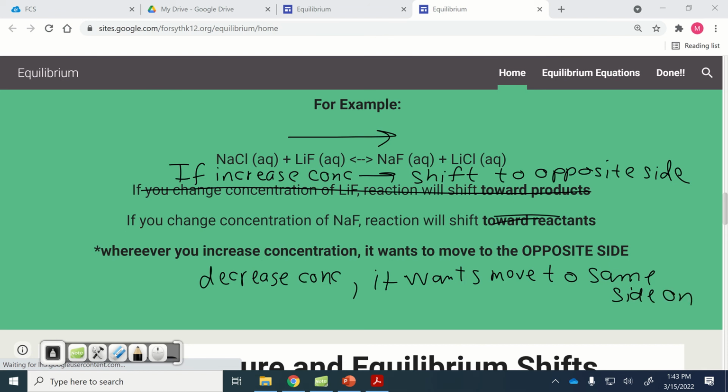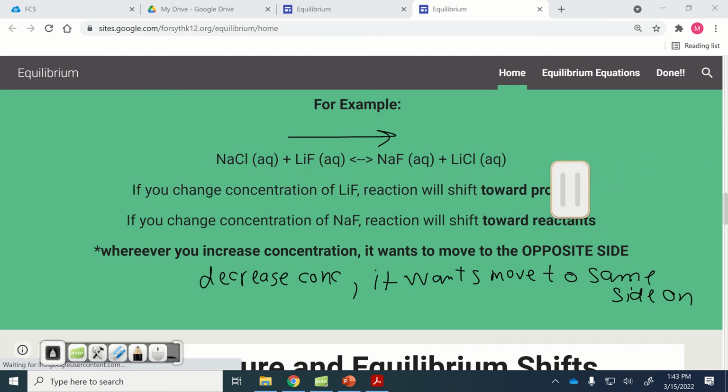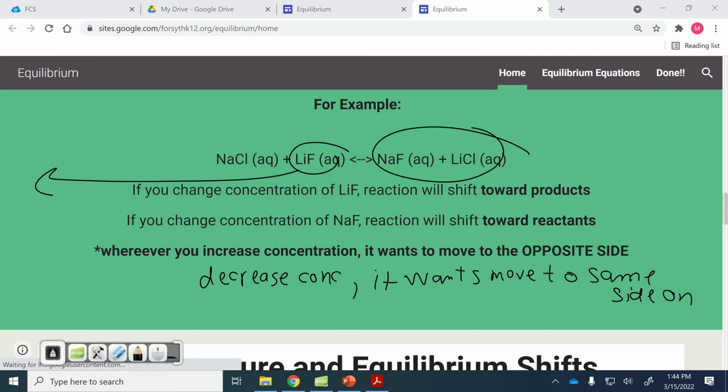All right, let me try to explain that. What I mean there is, say this is at equilibrium, but then I pull all the LiF out of the reaction. Now there's this emptiness on this side of the reaction, so what are the products going to do? They're going to recombine and reorganize to make up for that missing amount of concentration on that side. So if I decrease concentration, it will shift to the side where I decreased the concentration. So if I decrease LiF, it'll shift toward the reactants of the equation.